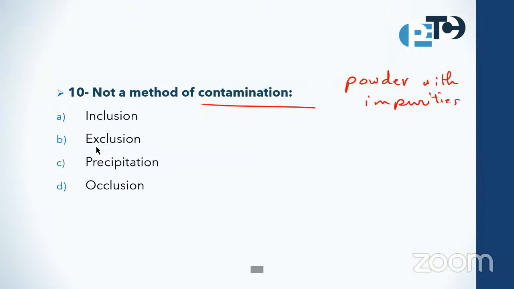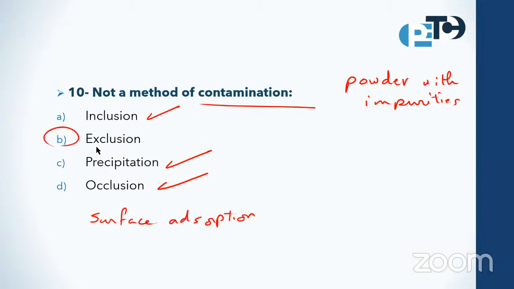Okay, we have 4 mechanisms of contamination of the powders: inclusion, precipitation, and occlusion. The 4th one is adsorption, surface adsorption. While exclusion is not a method for contamination. So the answer to this question is exclusion.